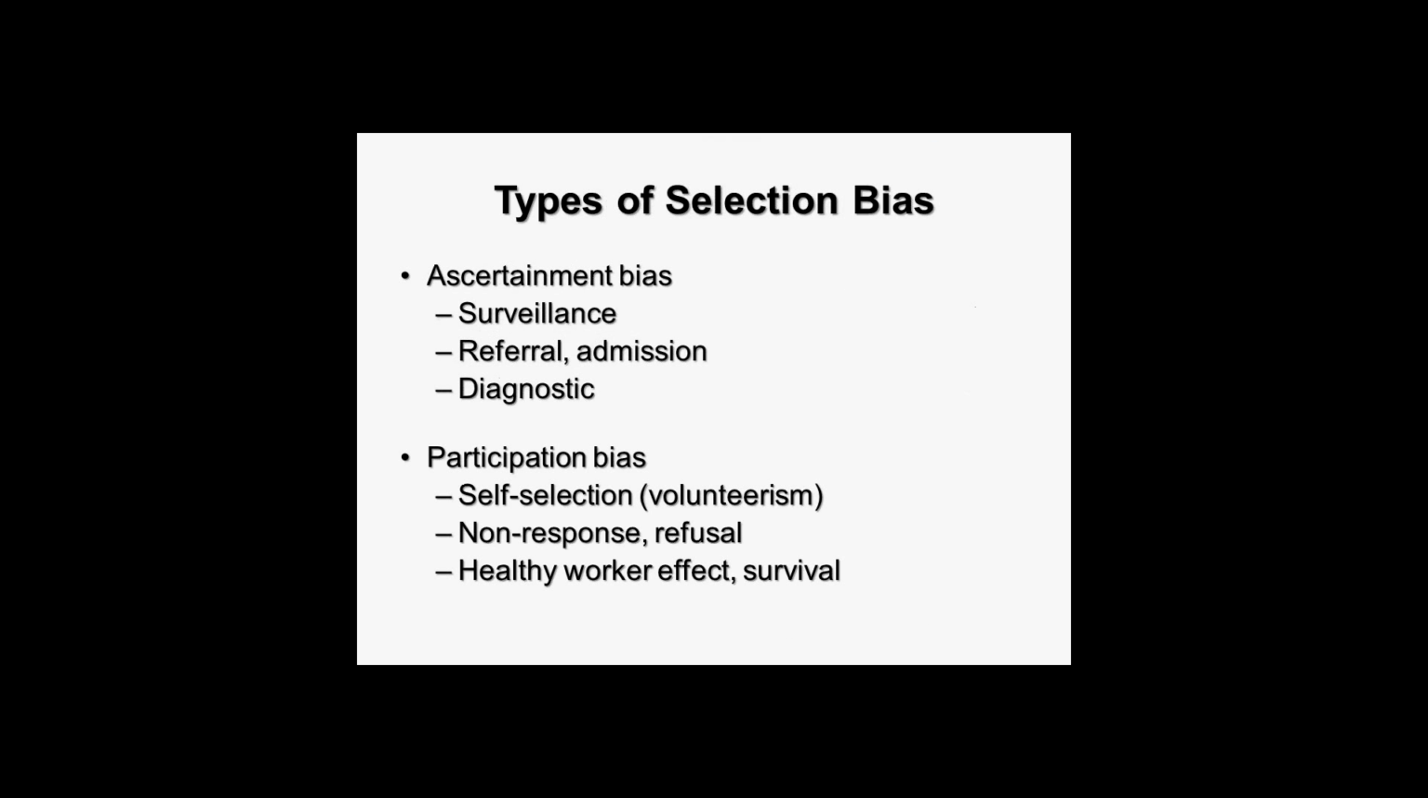And so surveillance bias is one in which you pick up preferentially cases that you wouldn't normally pick up, just because you have a surveillance system going on. A referral or an admission bias is when someone comes in to a doctor just because of what they have. Maybe they get screened for other things, and as a result, they get picked up to have a case. Participation bias, the board's right there, self-selection, volunteerism.